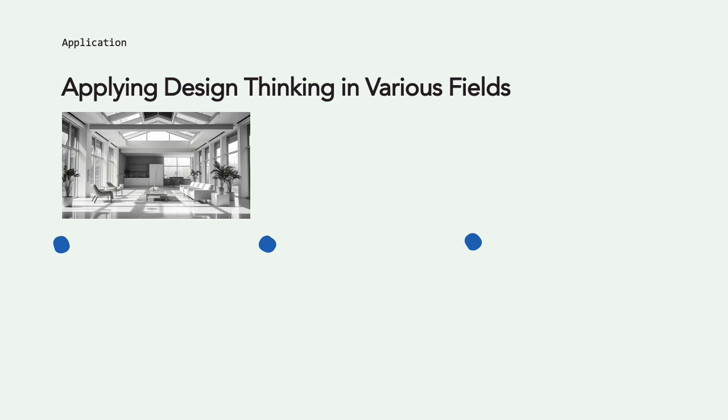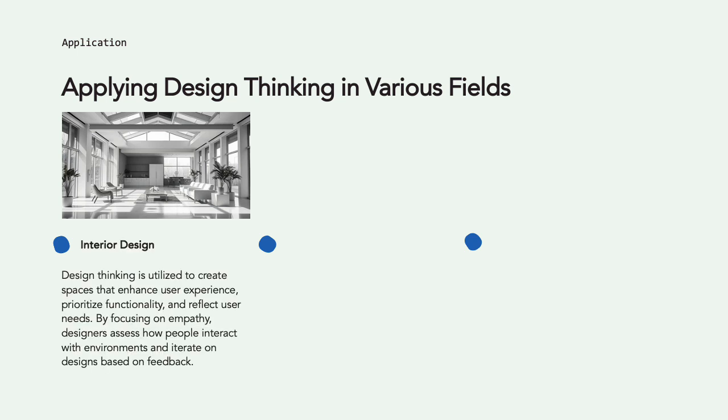Let us now talk about the application of design thinking in various fields. Interior design. Design thinking is utilized to create spaces that enhance user experience, provide and prioritize functionality, and reflect user needs. By focusing on empathy, designers assess how people can interact with environments and iterate on designs based on feedback.